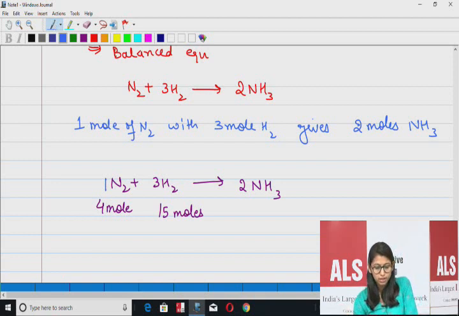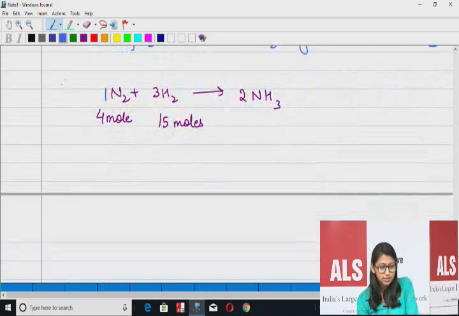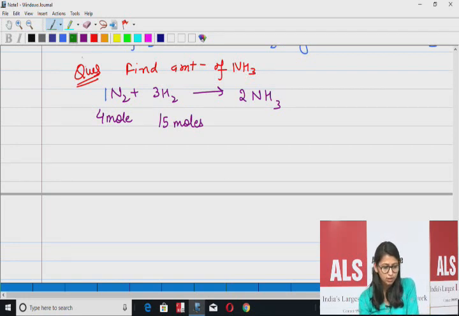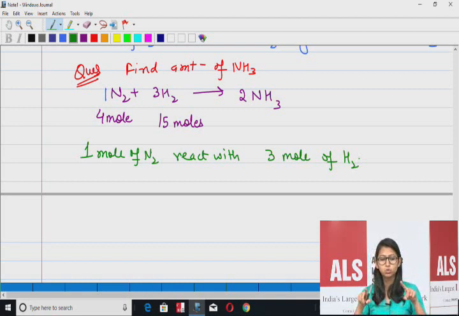Now look at the screen, everyone. This is the question. You have to find the amount of NH3. This will be given in the question, right? Now I know that I have balanced the equation and I know that 1 mole of N2 reacts with 3 moles of H2. First of all, let's deal with only N2 and H2. We are not taking NH3 right now.